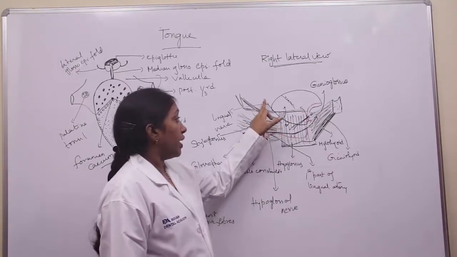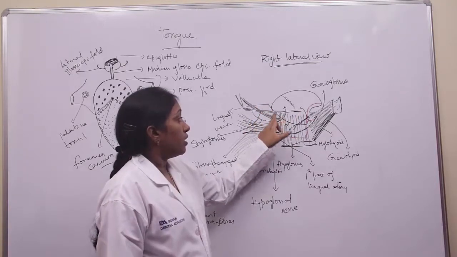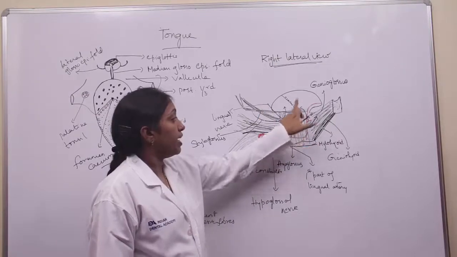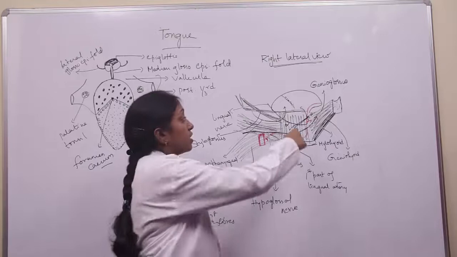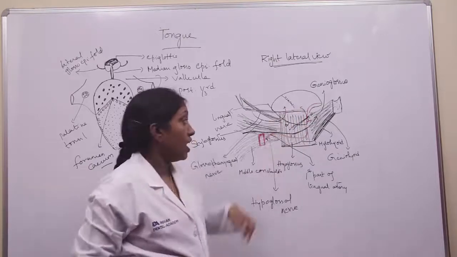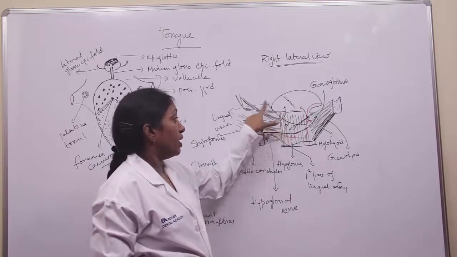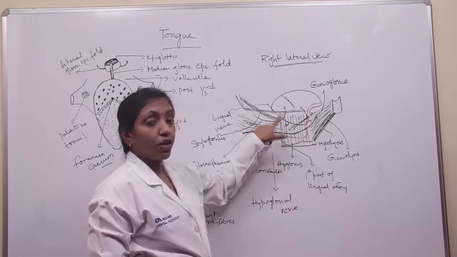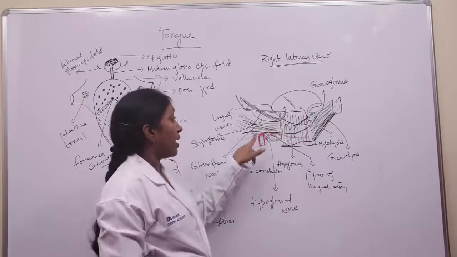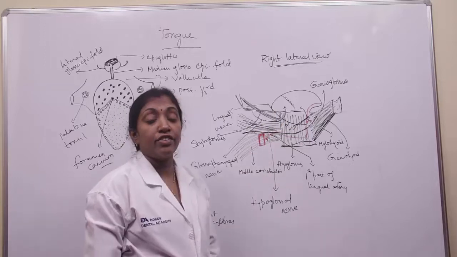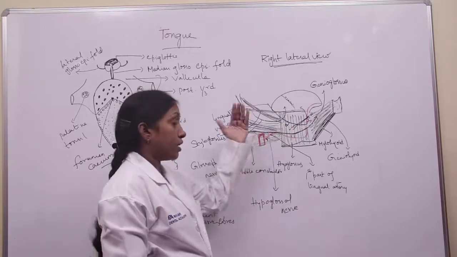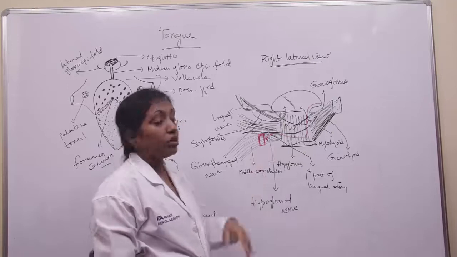Lingual nerve, medially it surrounds the submandibular duct and it supplies the anterior two-thirds of the tongue. From the lingual nerve the submandibular ganglion is suspended by its two roots. That's about the lateral relations of the hyoglossus muscle.